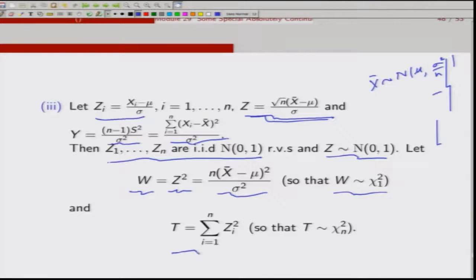And suppose t is summation i equal to 1 to n zi square. Since zi is (xi minus mu) by sigma, zi square would be the square of a normal 0, 1, which is chi-square on 1. And since the zi's are independent, t would have, by the reproductive property of chi-square distribution, chi-square on n.